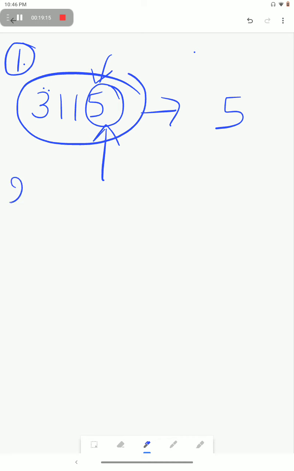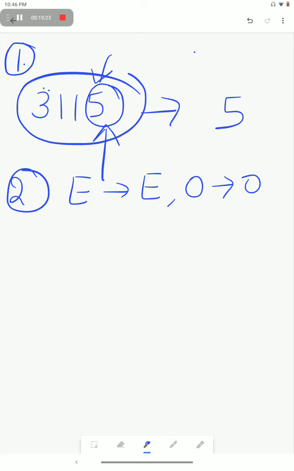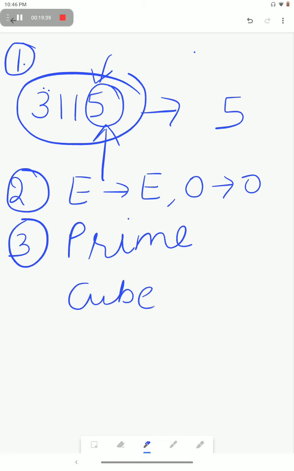Second thing, the cube of an even number is always even, and the cube of an odd number is always odd. Okay. Then next, when we represent any perfect cube number in the form of prime factors, then each of its prime factors can be represented in the form of a cube of a prime. Means it will exist in triplet form. Okay.